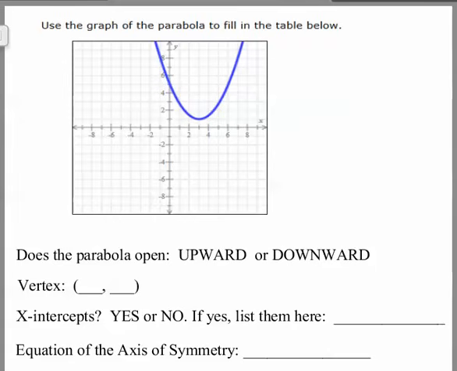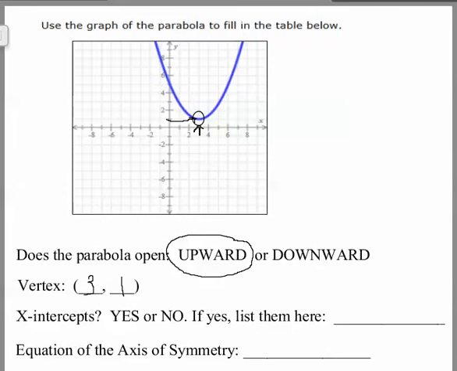So let's look at another example here. So here's another parabola, and they want us to do the same thing. Does the parabola open upward or downwards? Well, we see that this one also opens upward. They want us to find our vertex, which we know is the lowest point on our graph, which would be right here. So we say, okay, that has an x value of 3 and a y value of 1. So our vertex is the point 3, 1.